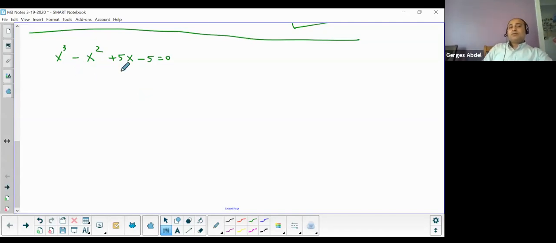x cubed minus x squared plus 5x minus 5. Obviously, you cannot factor this one because it is not a quadratic equation. But what you can do here is, first step, you need to graph it. Can you graph it in Desmos or the calculator? And find the first root or the first zero.